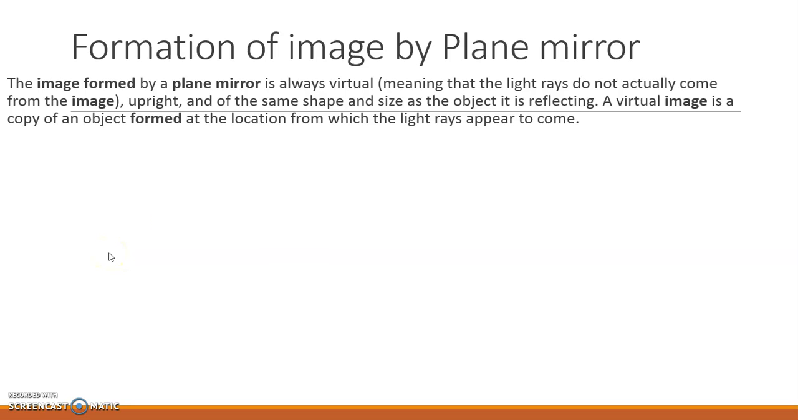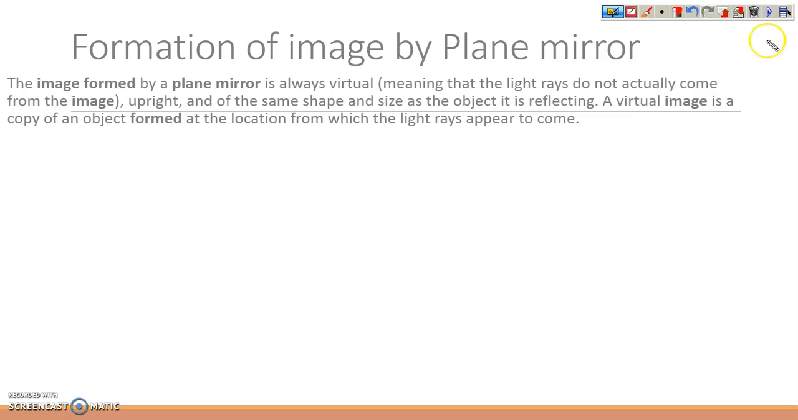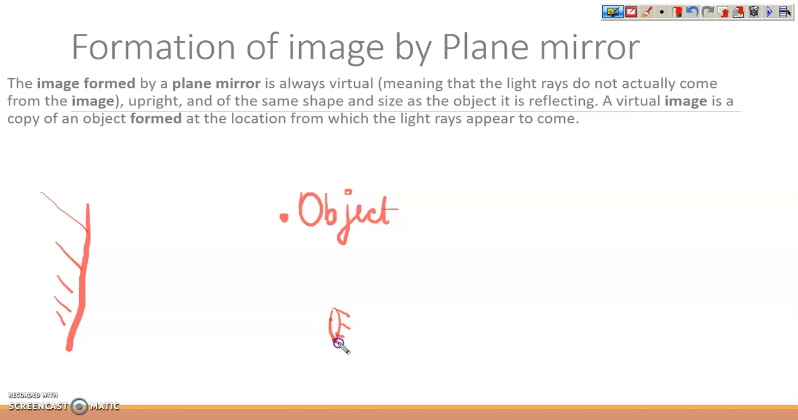So first we are gonna talk about the formation of image by plane mirror. Okay, let's see. First, we'll draw a plane mirror. It's a plane mirror and here it's the object, and here it's the eye.